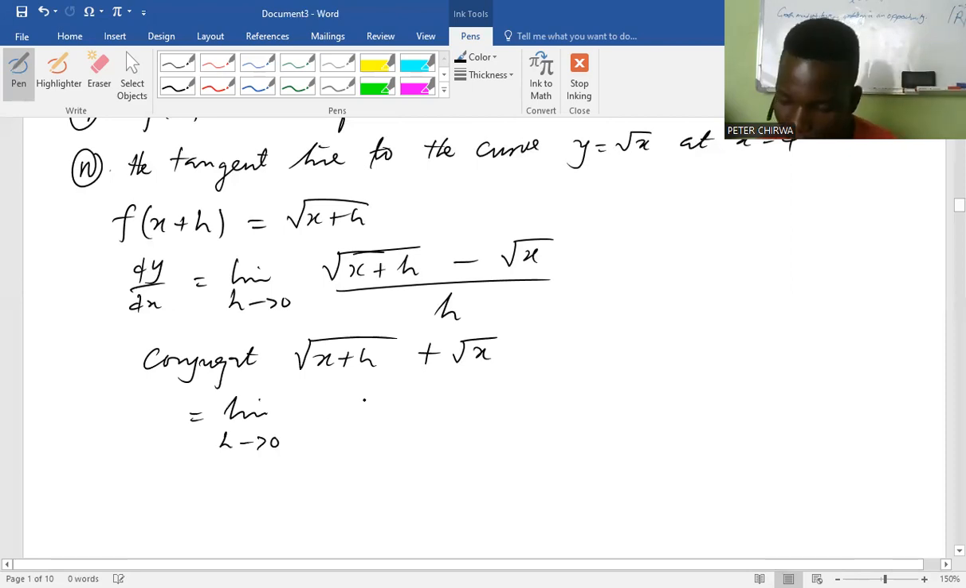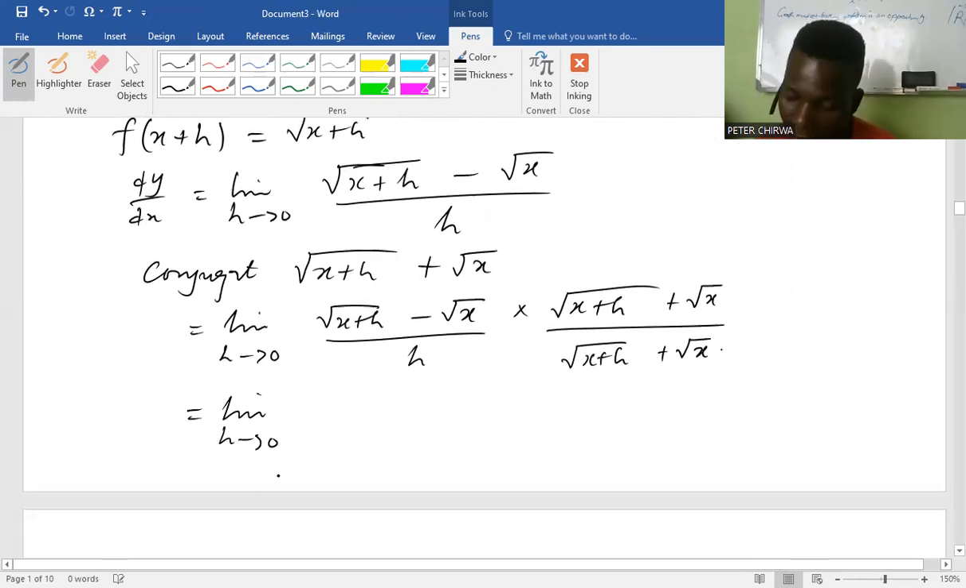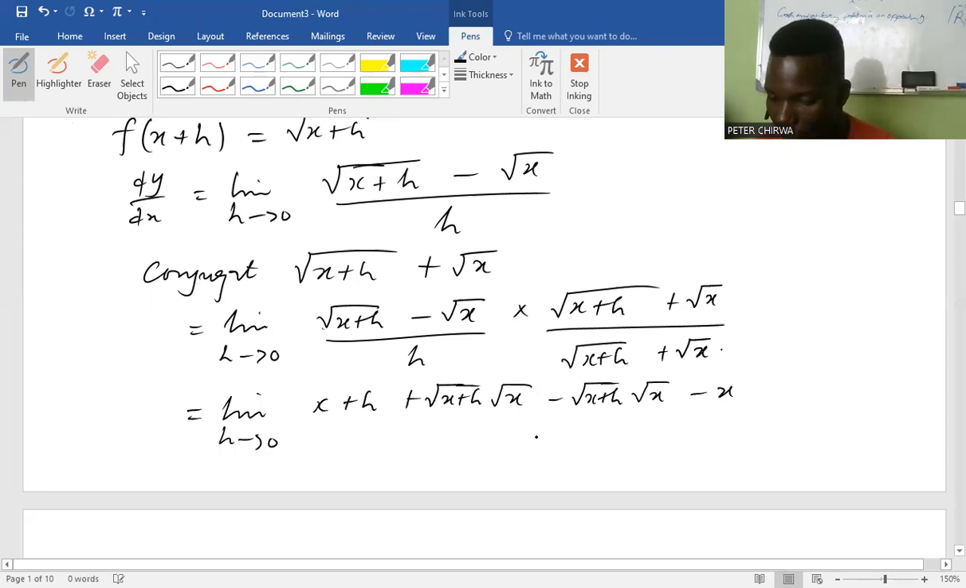So we have limit of h approaching 0 of √(x+h) plus √x. So we have that one. So we multiply. √(x+h) times √(x+h) gives x plus h, and then we have minus x over h.